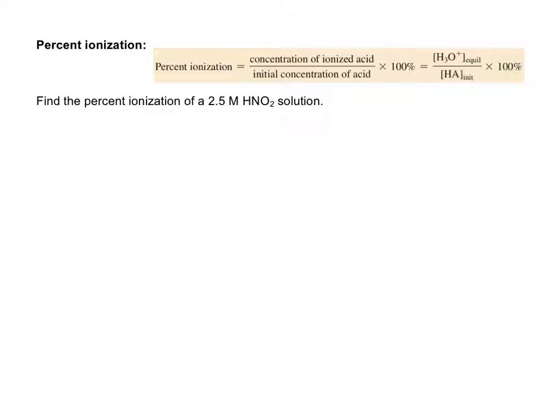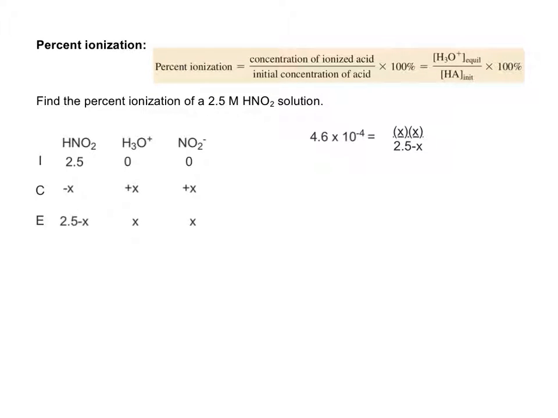So if we have a 2.5 molar solution of HNO2, then the first thing we need to do is figure out how much of that HNO2 ionizes. So we're again going to need an ICE table to do this. The initial concentration of HNO2 is 2.5, and the others we'll just assume is 0. We're going to do minus X for the change for HNO2 and plus X for H3O plus and for NO2 minus. So our equilibrium concentrations are going to be 2.5 minus X and X. So the Ka for this, we already know, is 4.6 times 10 to the minus fourth, and that's going to equal X squared over 2.5 minus X.